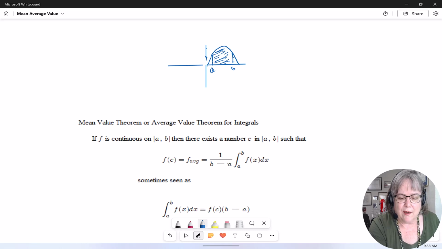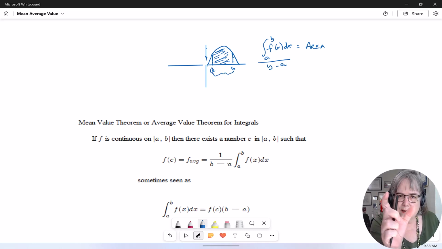So its area is the integral of f of x dx from a to b. That would be the area underneath that section of the curve. And then if we divide it by this distance, b minus a, so that's not the width of the individual little baby rectangles, this is the width of the whole section. Okay, so then I have an area divided by a base.